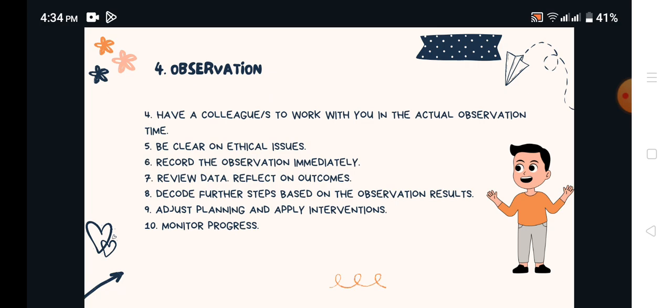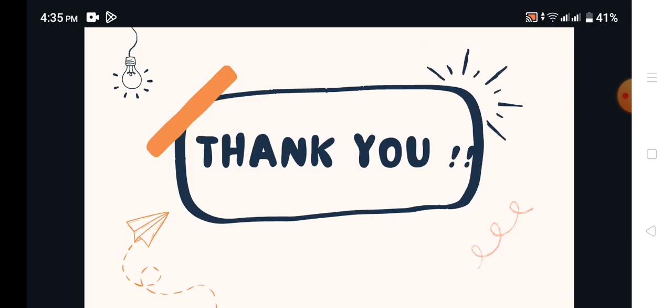Sixth, record the observation immediately. Seventh, review data reflection and outcomes. 8. Decode further steps based on the observation results. 9. Adjust planning and apply interventions. And 10. Monitor progress.